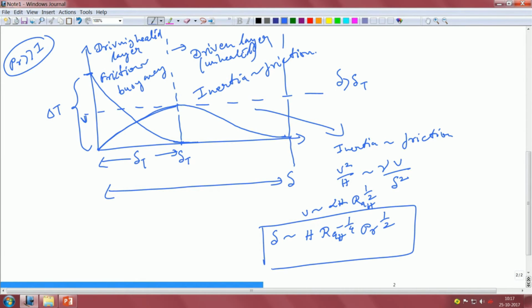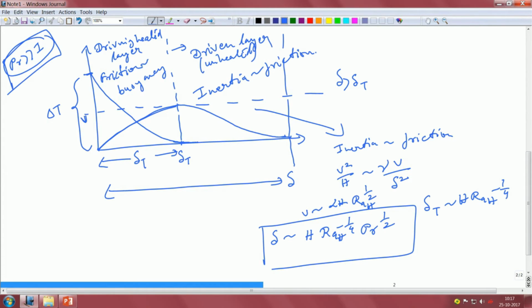Imagine this, what was your delta t per se? Delta t was h into Ra_H to the power of minus 1/4, right, that was your delta t. So, basically the length scale is still h into Ra_H to the power of minus 1/4, it is just that you have added a stretching factor with respect to the Prandtl number. So, the Prandtl number basically acts like a stretcher here, which leads to this particular problem.